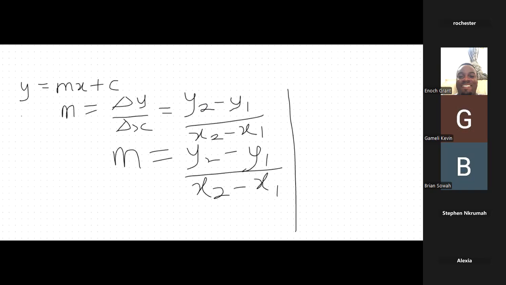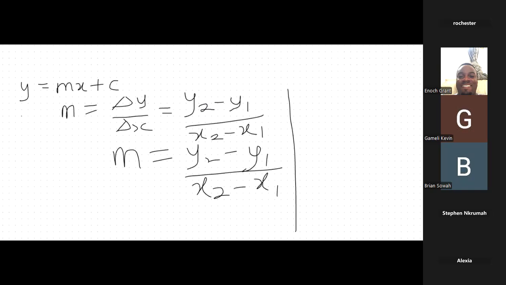So at this point, what we do is what we call, from what we did last 2 weeks, cross multiplication. What we are doing now is trying to prove the equation of a straight line, and at the end of the day, after we have proved it, we're going to develop a formula for finding the equation of a straight line. So we have m is equal to y2 minus y1 all over x2 minus x1.